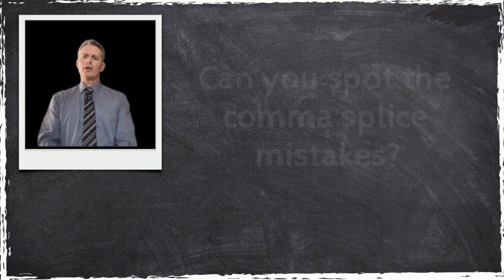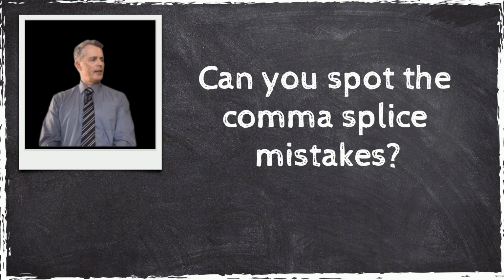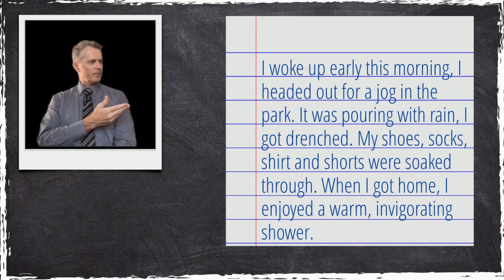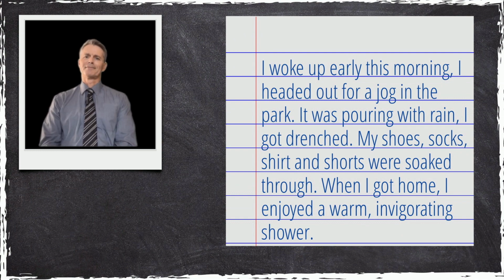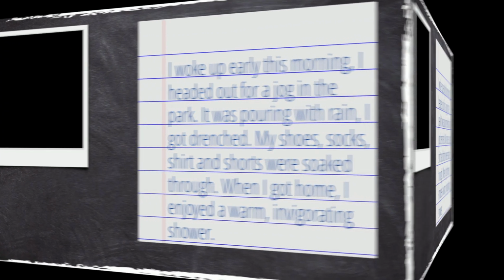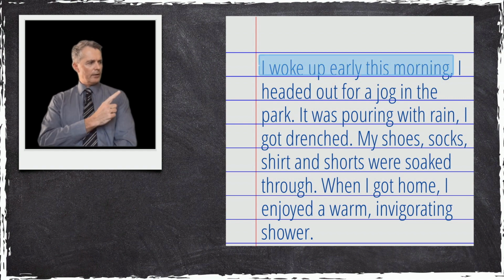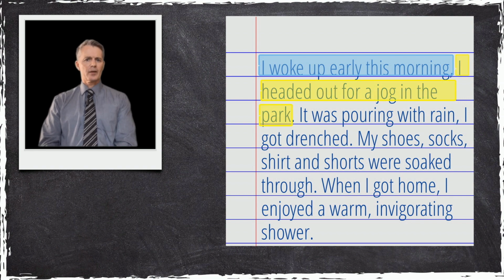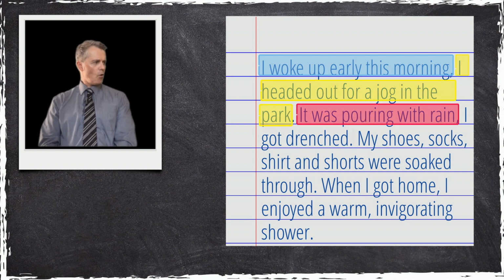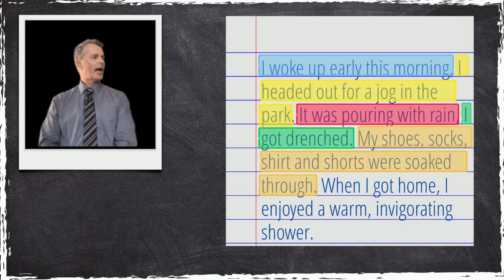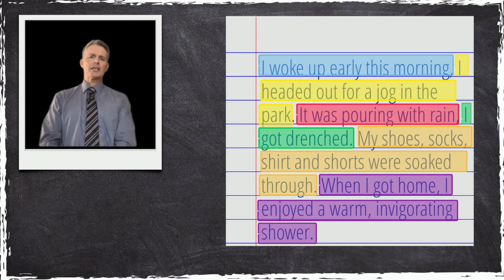Let's see if you can spot the comma splice mistakes in this piece of writing. Let's highlight all the independent clauses. 1, 2, 3, 4, 5, and 6. So we should have 6 full stops.